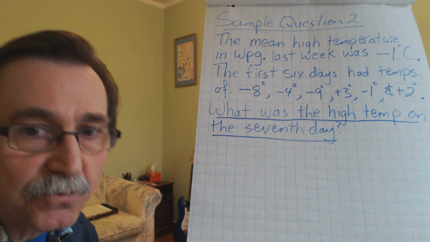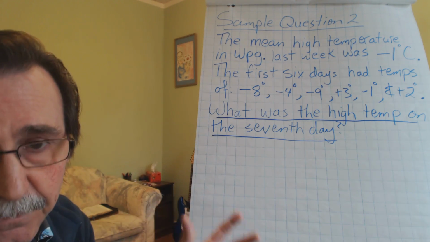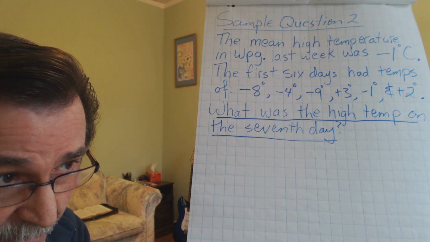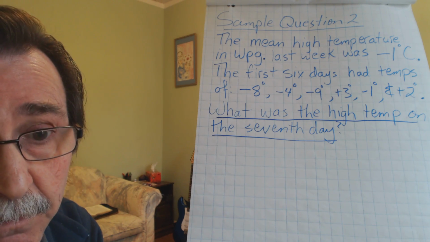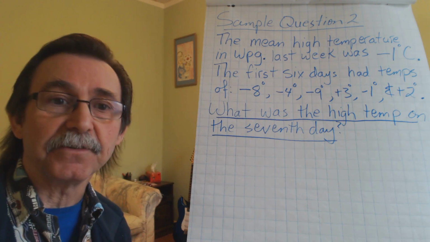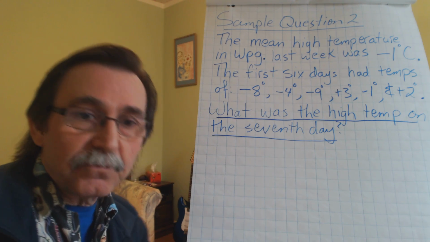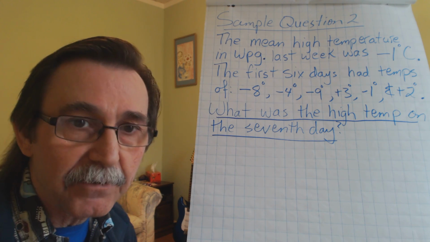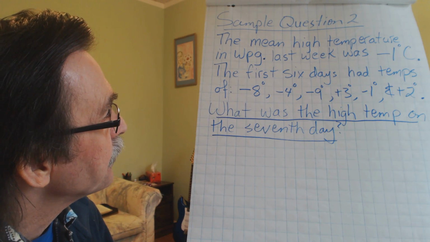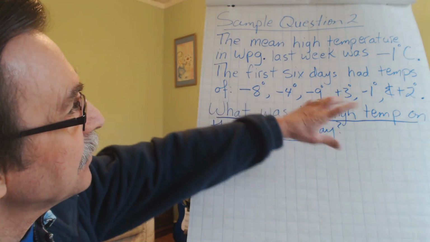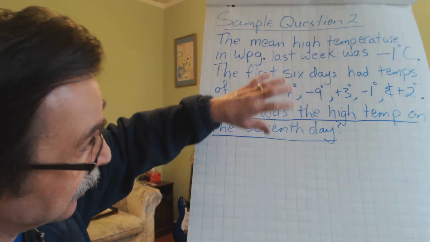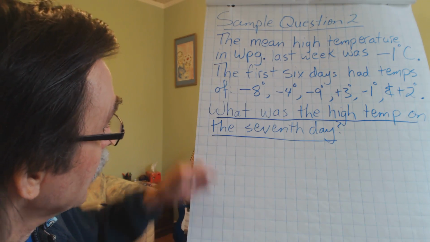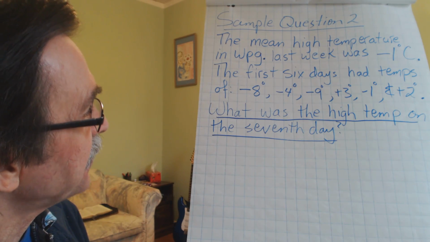Now there's nothing too much different from this example from the last one, because we're still trying to find out the temperature, an unknown. Let me get my face in the picture here. We're still trying to find out an unknown, which we will probably call some letter. And we've also got some negative and positive numbers. That's basically the new twist on this one. What was the high temperature on the 7th day?